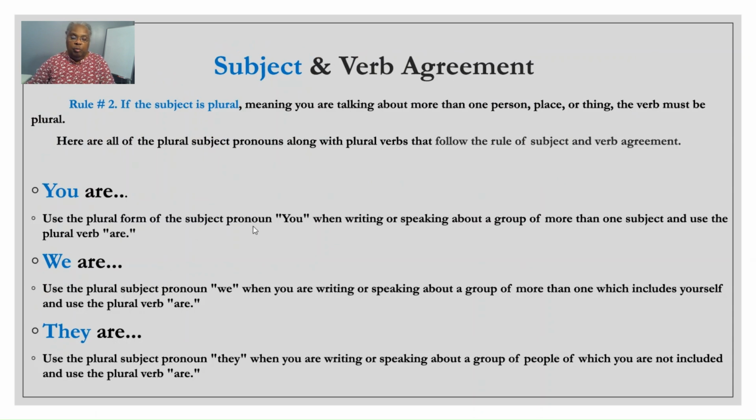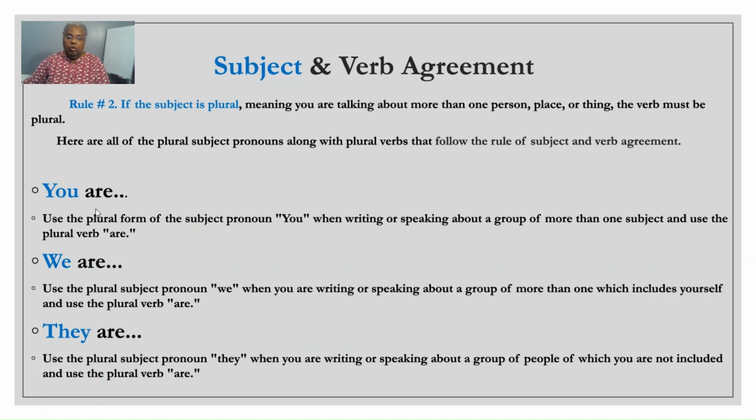The first plural subject pronoun and verb agreement that we see is you are. Use the plural form of the subject pronoun you when writing or speaking about a group of more than one subject, and use the plural verb are.